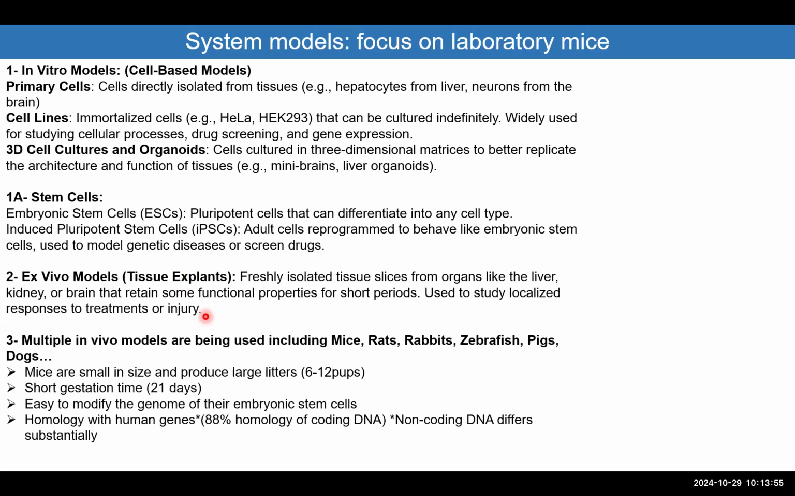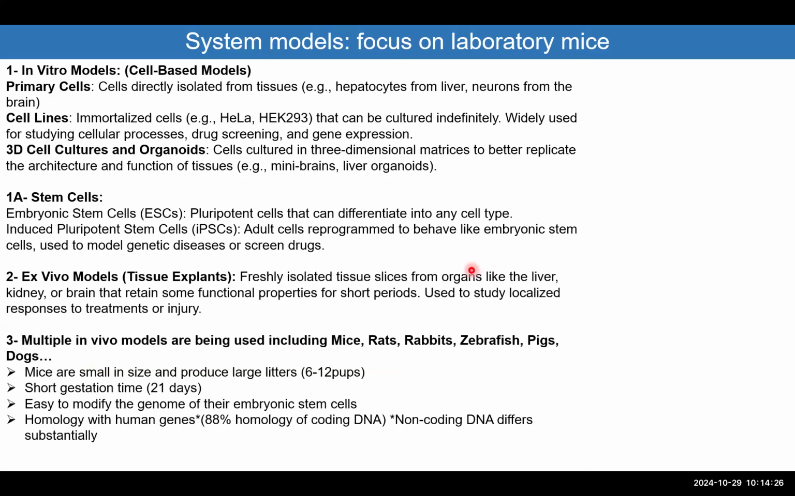Now, the third level is going to be the in vivo models, and that would be many types of models, not only mice. In our lectures today and tomorrow, we are focusing on mice because it's very widely used. But that being said, there are many other models that can be used: mice, rats, rabbits, zebrafish, pigs, and dogs. So at least these are the animals that we use in the lab.